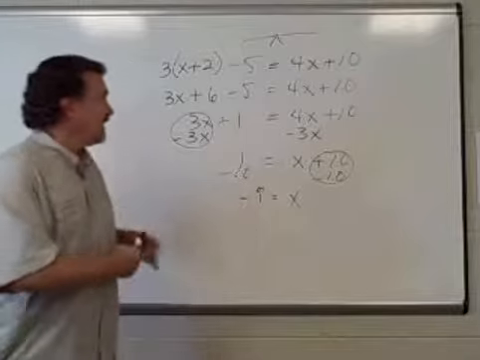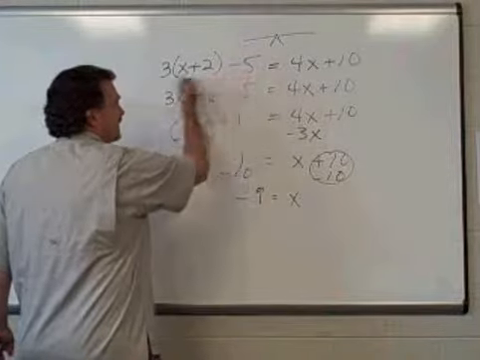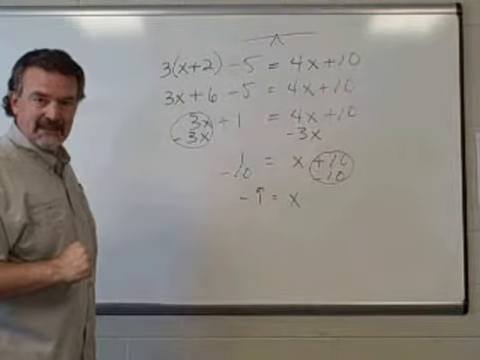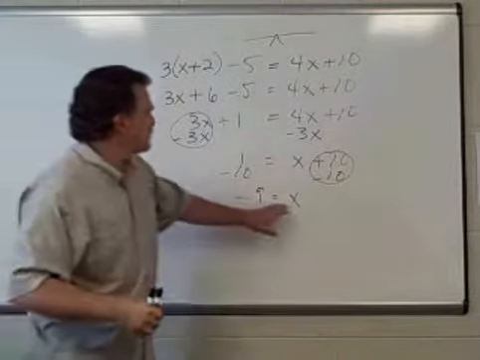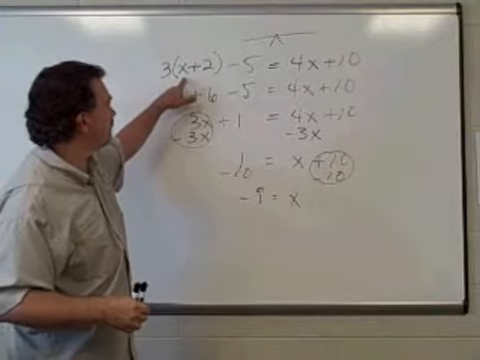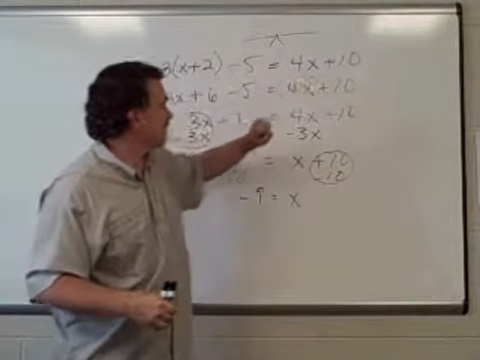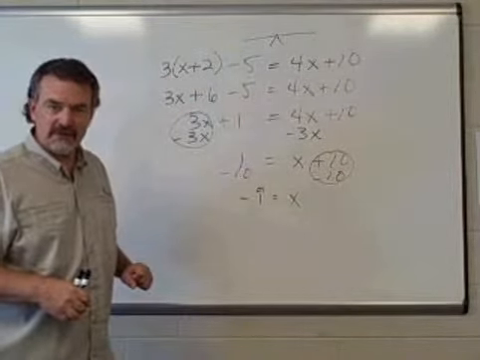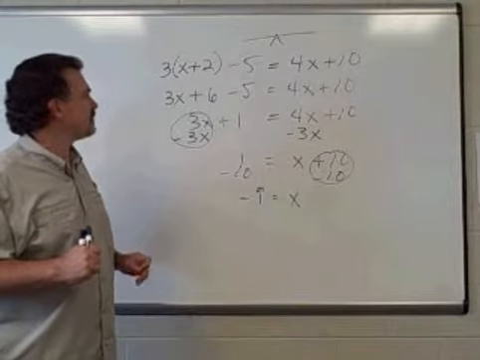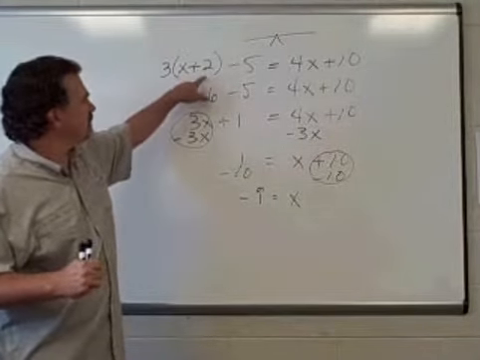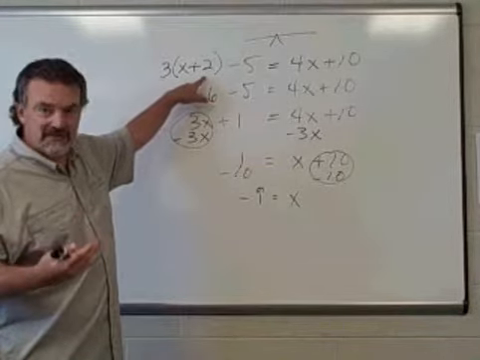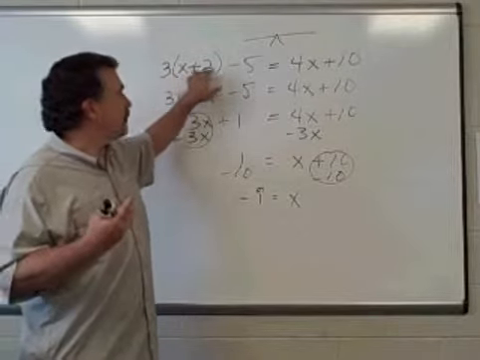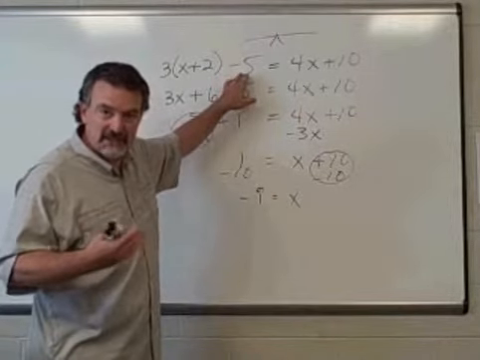And we have found that the number that will make the left-hand expression identical to the right-hand expression would be the number negative 9. In other words, if we take negative 9 and put it here in place of x, put it here in place of x, the value of this expression will become identical to the value of the expression on the right. Let's test that and see if that would be true. Negative 9 plus 2, well, that'd be negative 7. 3 times negative 7 would be negative 21. Negative 21 minus 5 would be negative 26.